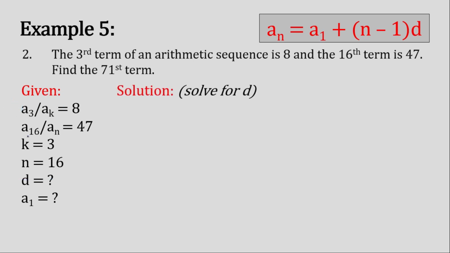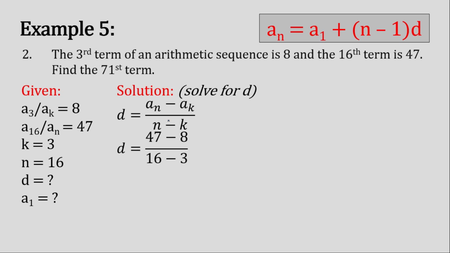So let's just solve for d by using this kind of formula. A sub n, the last term available, minus the lowest term that has a value, over n minus k. Again, our a sub n is 47 and our a sub k is 8. Then the value of our n is 16 and the value of our k is 3. 47 minus 8 is 39. Then 16 minus 3 is 13. So d is equal to 39 over 13. So that is 3. So that is the value of our d.